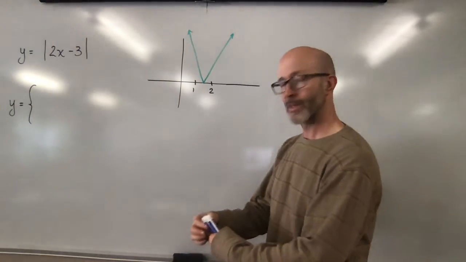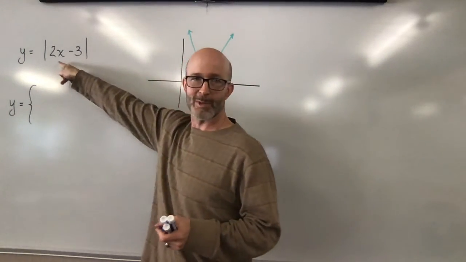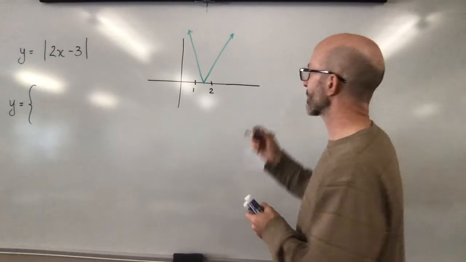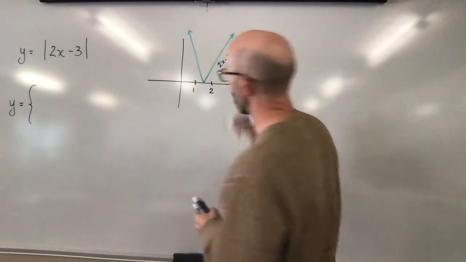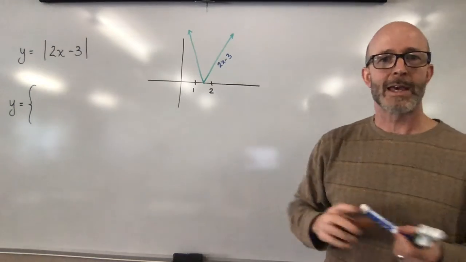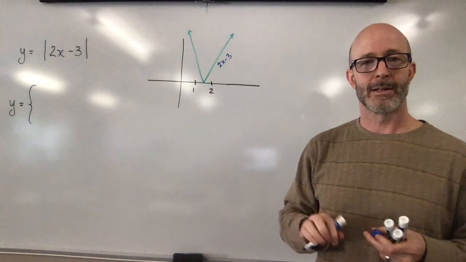But did you know this little fact about absolute values? If you eliminated the little symbols on the sides, that just looks like a line, 2x minus 3, which coincidentally it is. On the right-hand side of that function, it is the line y equals 2x minus 3.